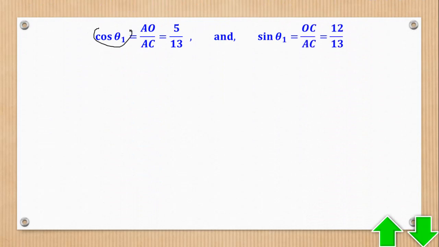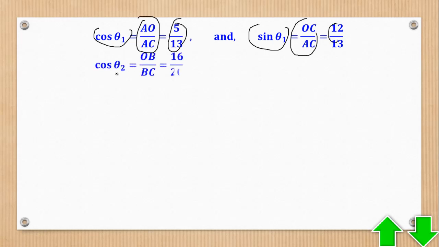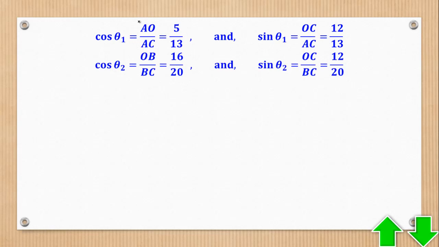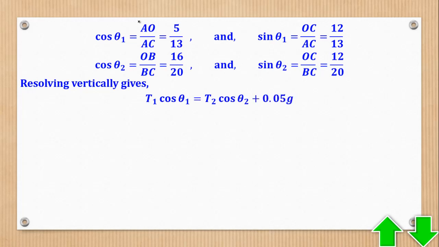Therefore cos theta 1 is equal to AO over SC, which is this, and sin theta 1 is equal to OC over SC, which is that. Similarly, cos theta 2 is this, sin theta 2 is that. So with that, these will help us in resolving. So when I resolve vertically, I'll come up with that.